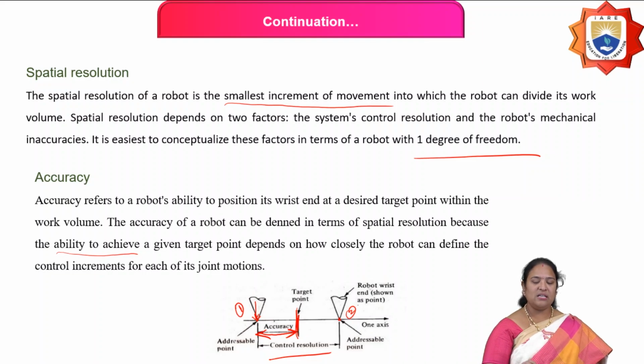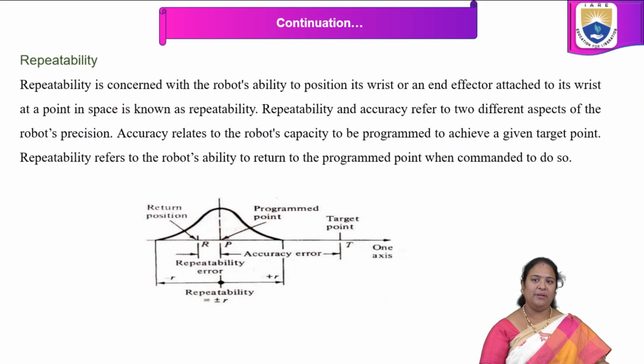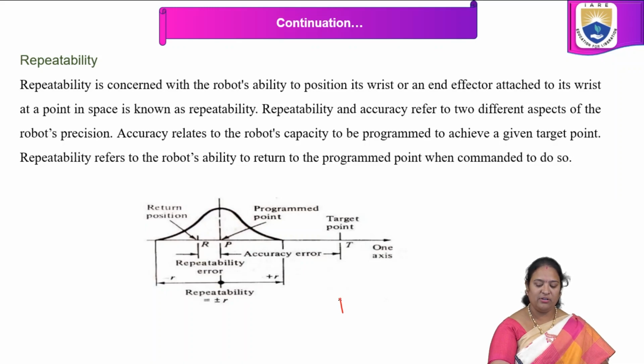Okay? So that is about the accuracy. Next, moving on to the repeatability. What is happening in repeatability? Repeatability means the task which is to be done continuously, that is, repeatedly. When any particular task has to be done repeatedly, the robot has to move back to its initial position. Right? The robot has two points, point one and point two.